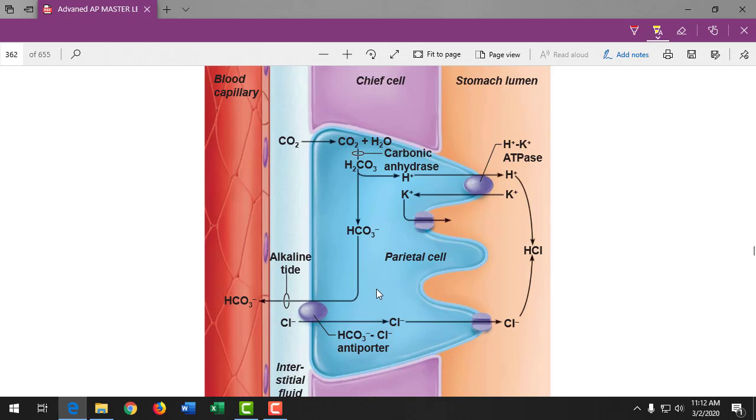Well, if we look at what happens, carbon dioxide, dissolved carbon dioxide in the interstitial fluid enters by simple diffusion into the parietal cell, and it forms carbonic acid. So it combines with water. Carbon dioxide and water form carbonic acid. We're going to talk about this little process multiple times, especially in the respiratory system, in acid-base balance.